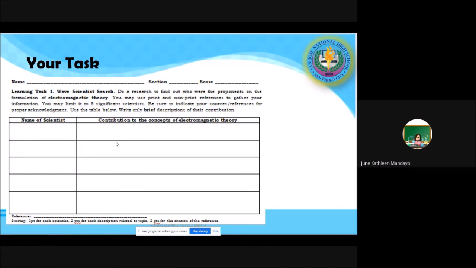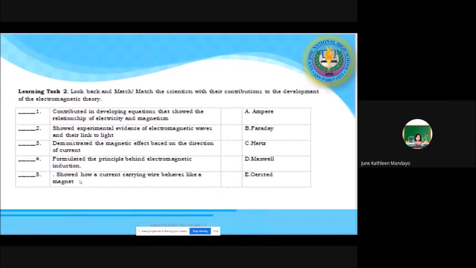I always ask for only 5 to 10 words, because that is how I will know if you are really learning something. It is also easier to remember if it is shorter. If you use other references, you have to write the reference here at the bottom. That is important. For learning task 2, it is easy. Based on what you have learned, you just have to match. You just write the letter on the line before the number. That would be your activity.